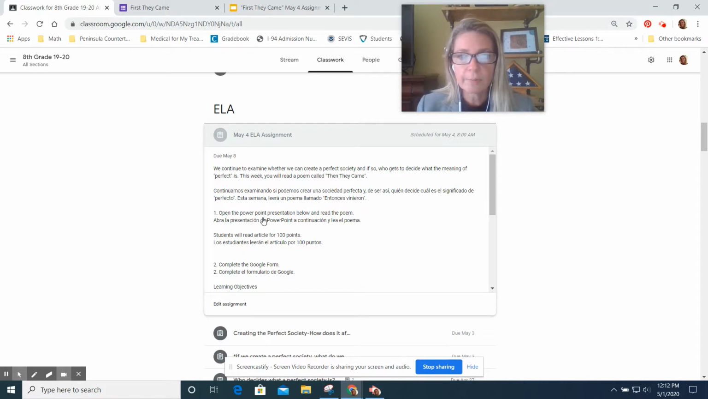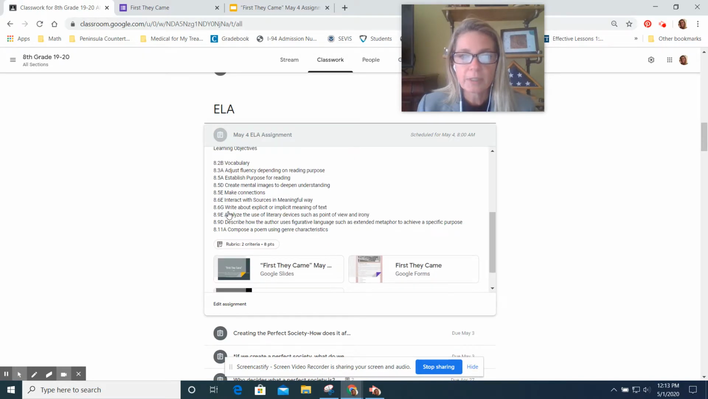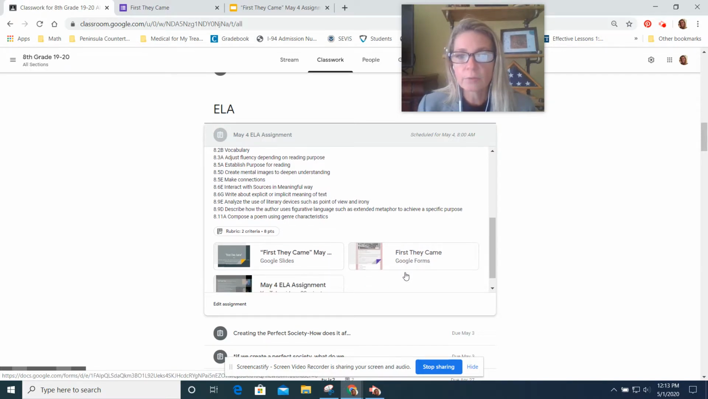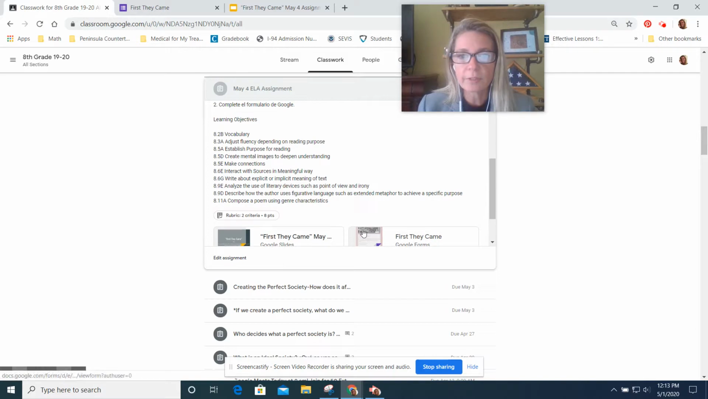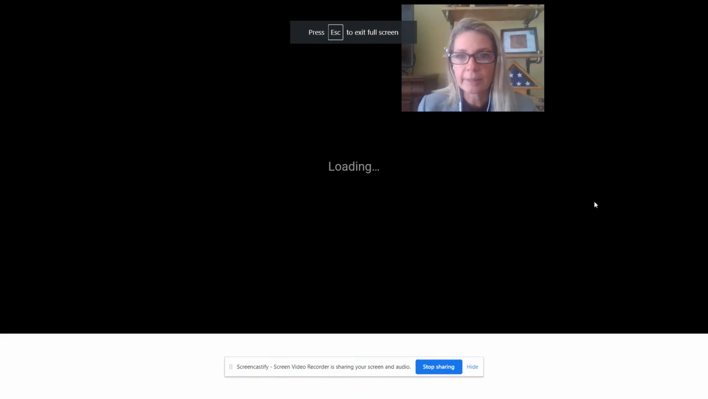So first you'll open the PowerPoint presentation and read the poem, and then you will complete the Google form. And your learning objectives are listed here, but they're also in the PowerPoint presentation. So first you're going to open this, First They Came, and then you're going to fill out the Google Forms. I'm going to go through it with you very quickly. Click on this First They Came. I have it open already.